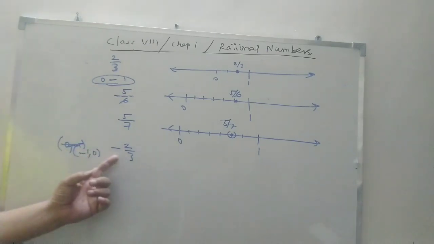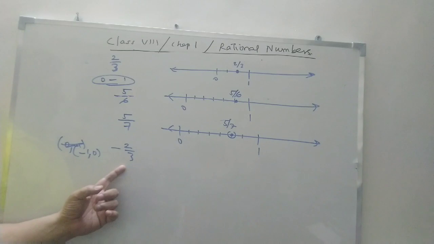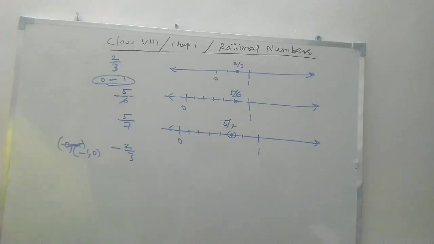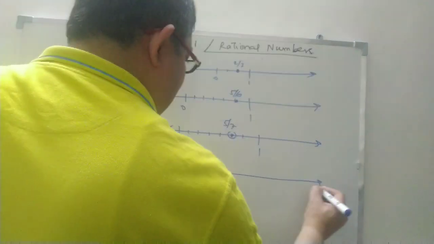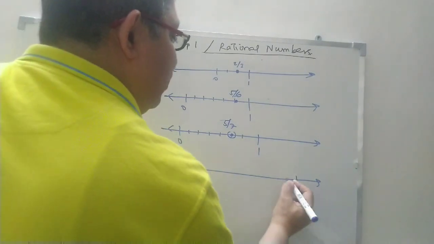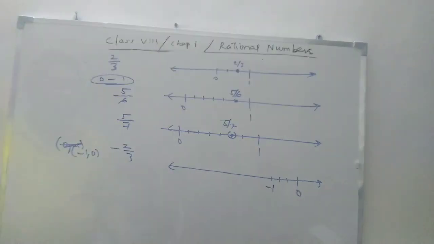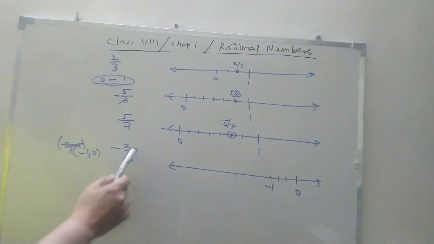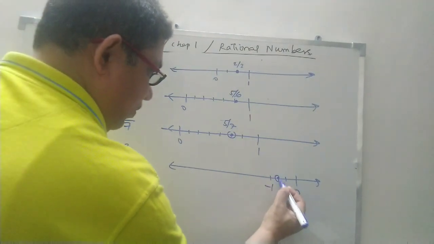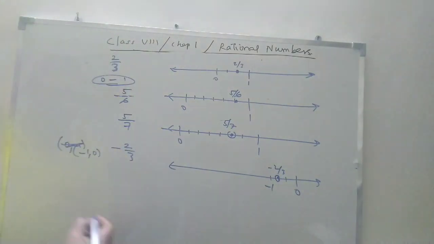It is going to be on the negative side, but 2 by 3 is still a proper fraction, so naturally it has to be less than 1. So how do I do it? I say 0, 1, 2, 3, this is minus 1. How many parts do I have to take? I have to take 2 parts out of the 3 parts. So here it is, minus 2 by 3.